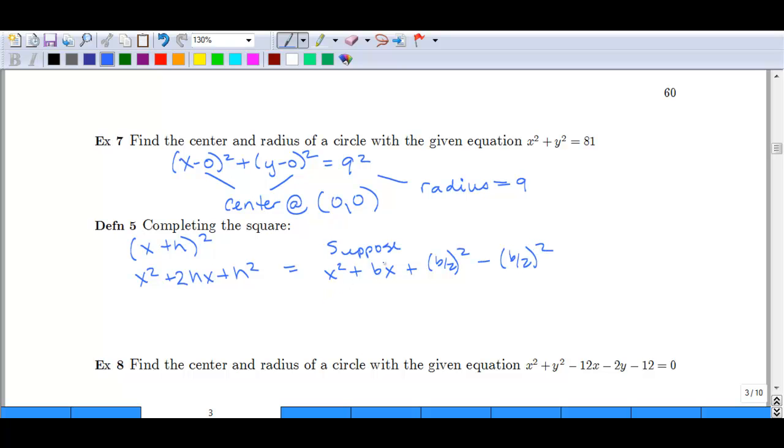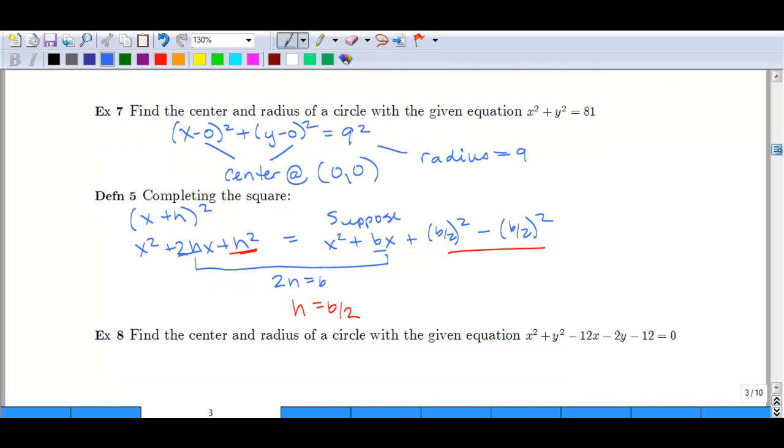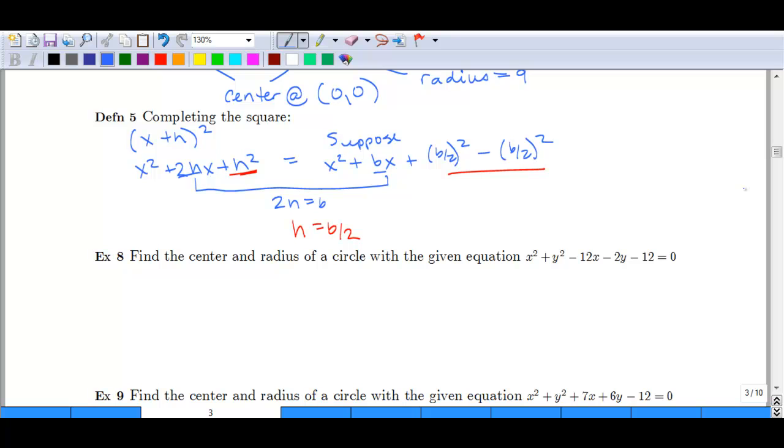So essentially we're noticing that your 2h is equal to b, and that your h squared is going to be split up into these, so h is actually going to be b over 2. Again, we're just adding and subtracting 0 here. That's our method: whatever half of the linear coefficient is, we add and subtract its square so that we can get a perfect square. It's a little bit easier when you actually work through it.